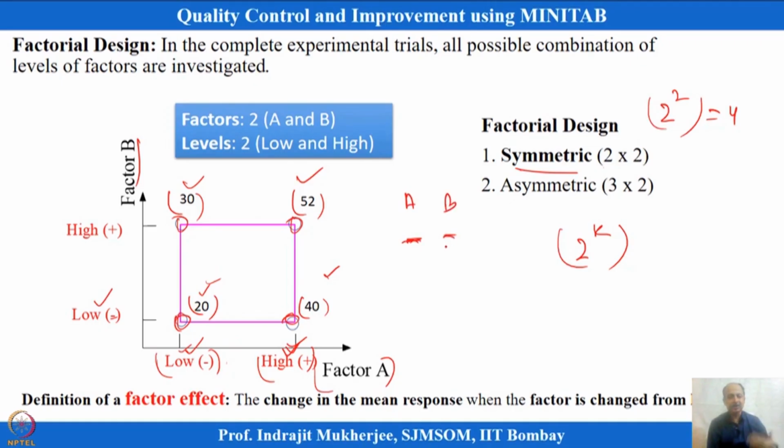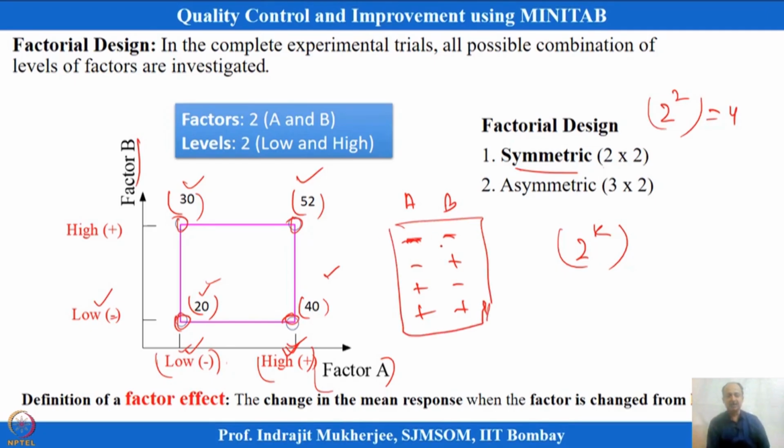So, minus means low level of A and low level of B. Then we can have a combination of minus plus, then a combination of plus minus over here, and the final one may be plus plus. That way also we can think of the experimental design, and this is the design matrix that we are using over here.